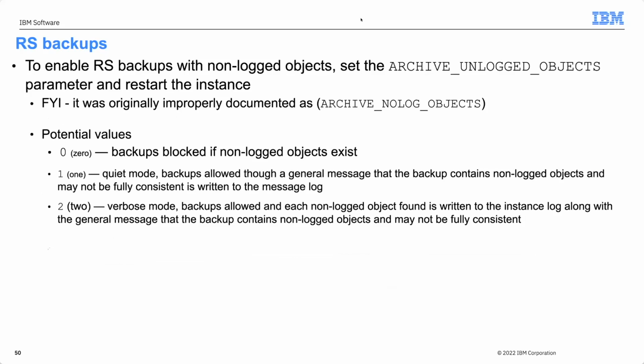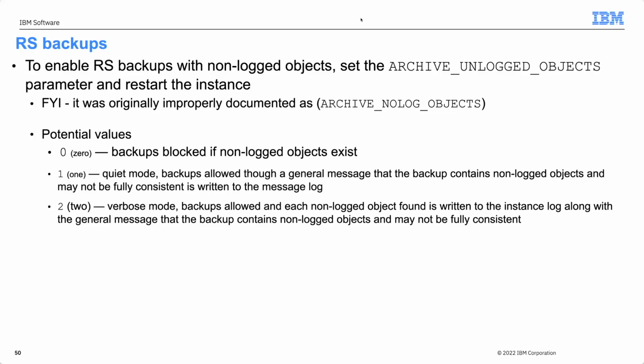In FC8 though, we changed this functionality so that you can back up from your RS secondary, even if you have unlogged objects in your instance. So of all those things on the previous slide that I said you couldn't back up, now you can. It's possible by setting this archive unlogged objects parameter and restarting the instance. It is not a dynamic parameter. You do have to restart the instance.